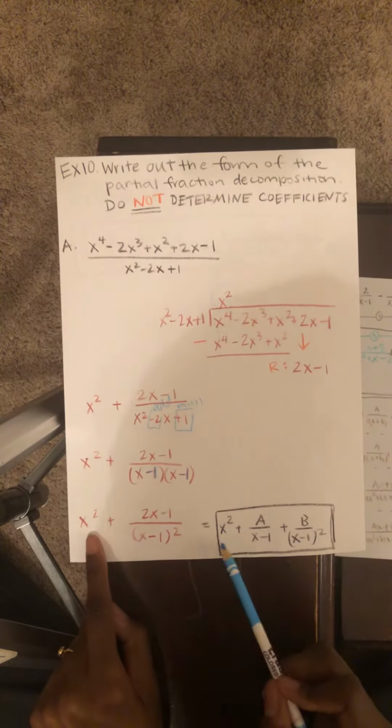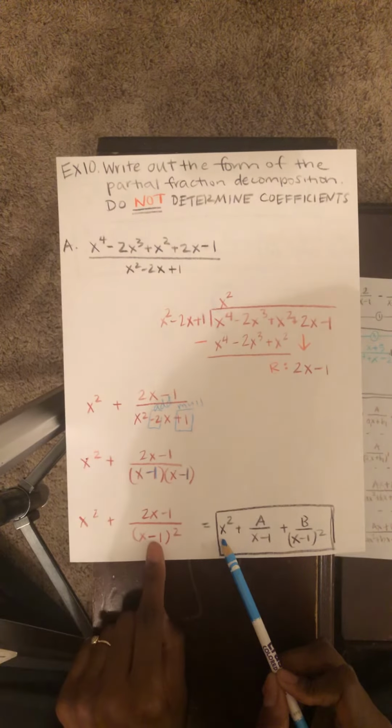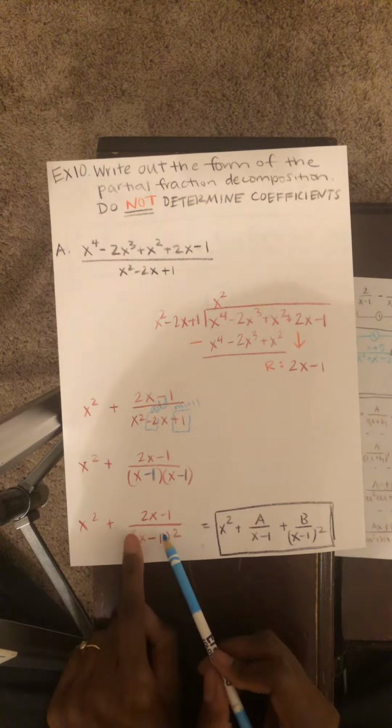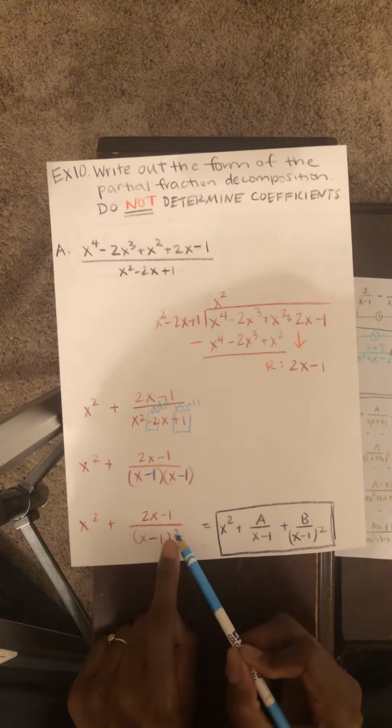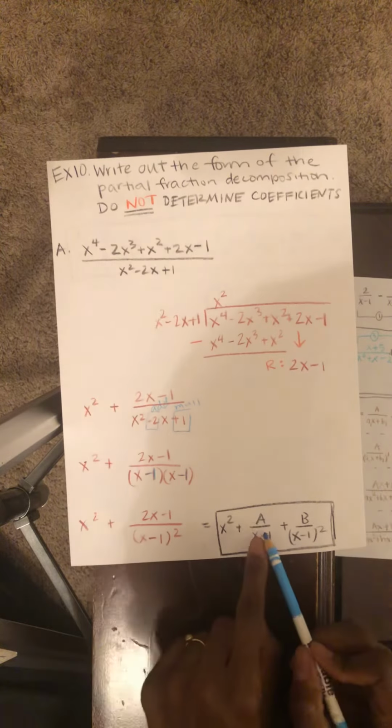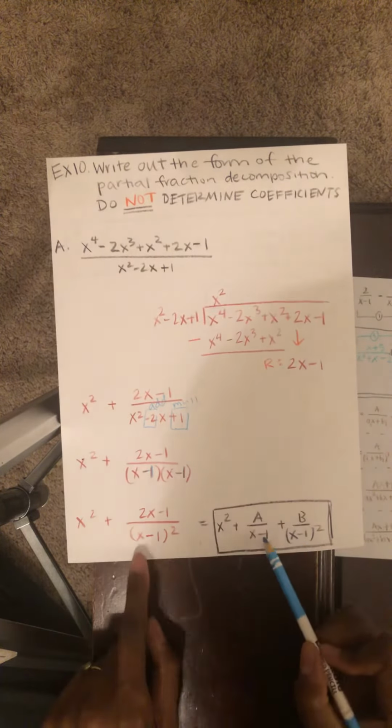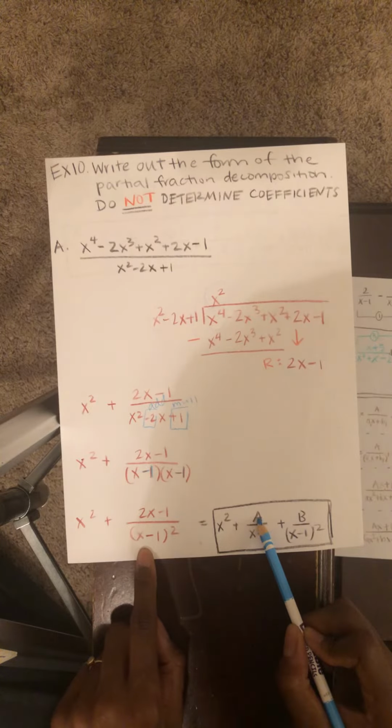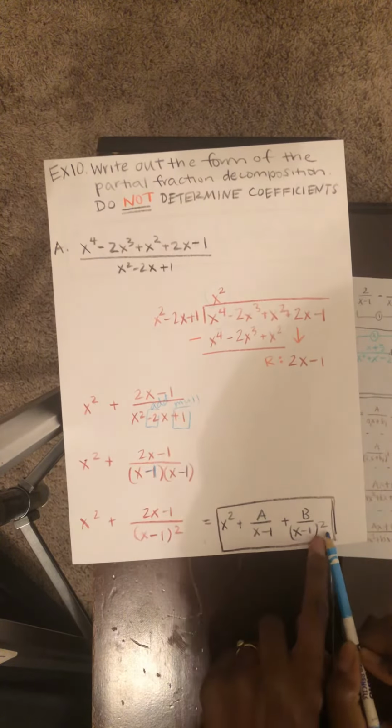We just write our x squared because that's not an issue. But over here, since it's repeating, we do the first power, then we do the second power. Because it's linear, we just do the letters, okay? So we do x minus 1 a, and then x minus 1 squared for our b.